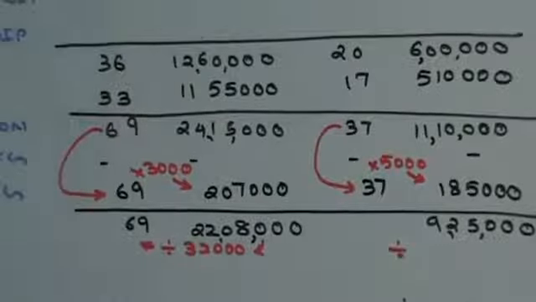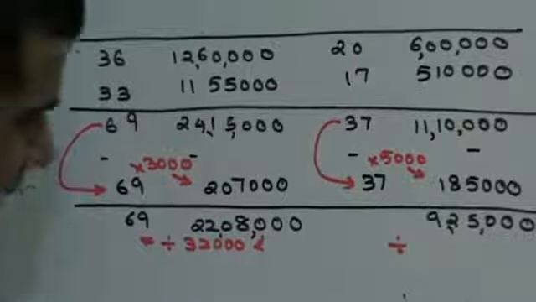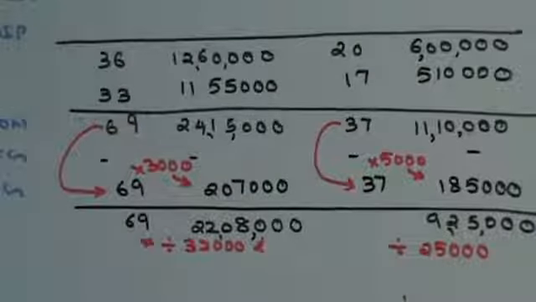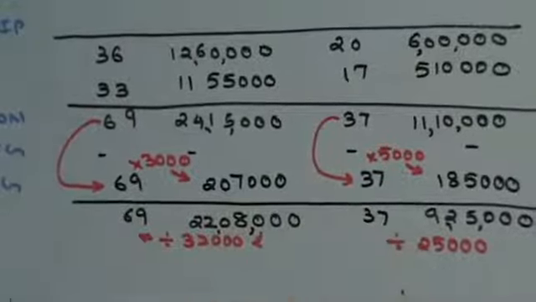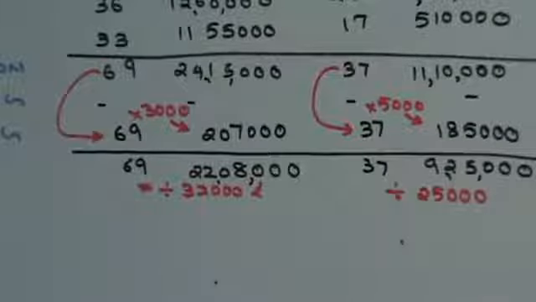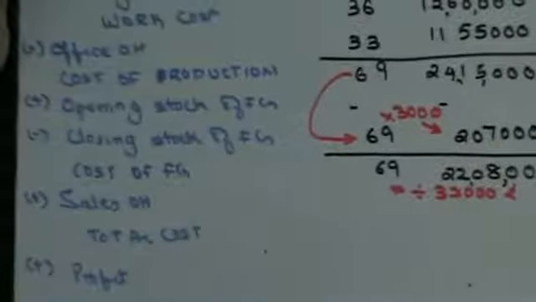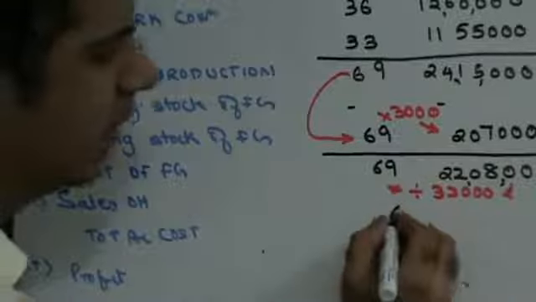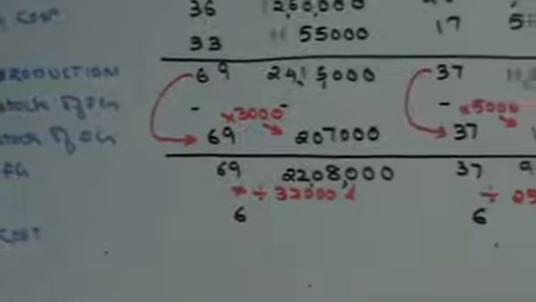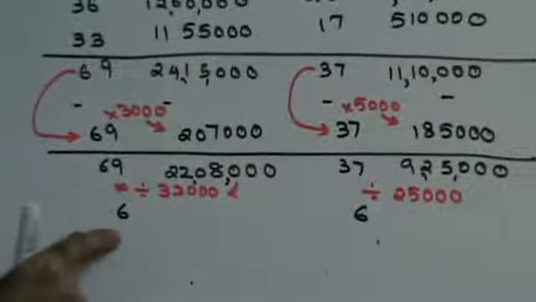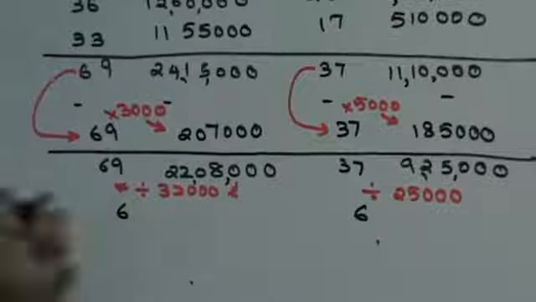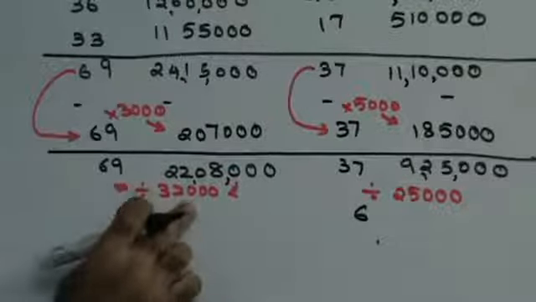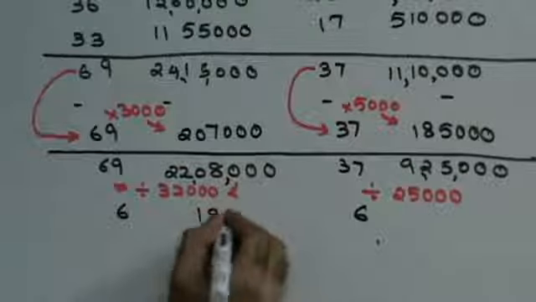So how many units are we selling? We are selling 25,000 units. So when you divide this by 25, you will get 37. This is how you have to find out cost of finished goods. Right? Next, selling and distribution overheads is 6 per unit for product A and product B. Multiply this by the number of units sold. So 6 into 32,000 is 1,92,000.